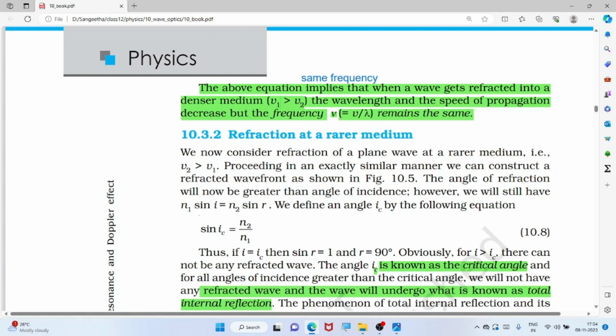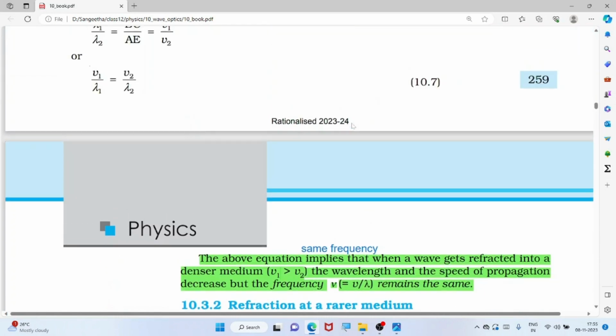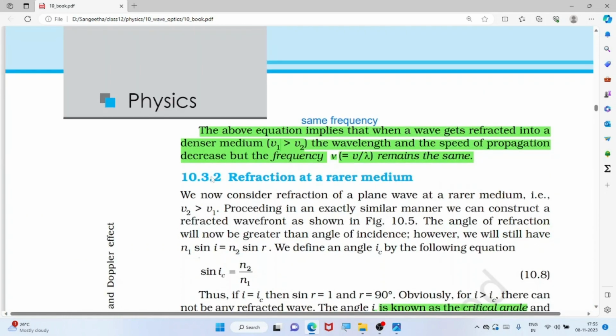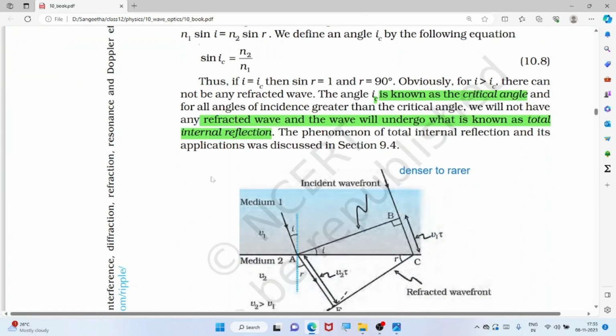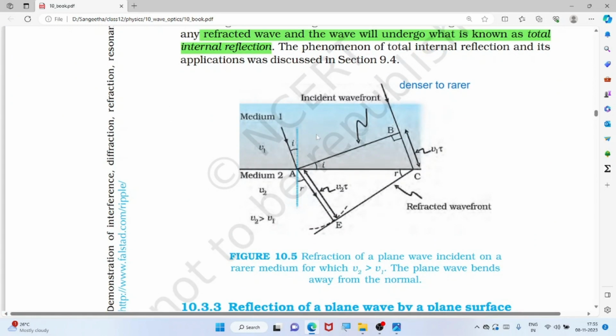The above equation implies that when a wave gets refracted into a denser medium, the wavelength and the speed of propagation decrease, but the frequency is not changed and remains the same. That is important: whenever there is a change in medium, the frequency of light does not change. The critical angle, which we also covered in the last chapter, applies the same here. The only thing is that you have to use the wave form, not the ray form.